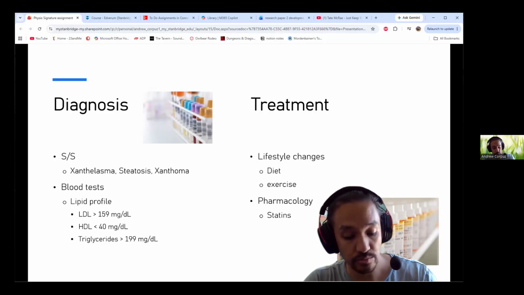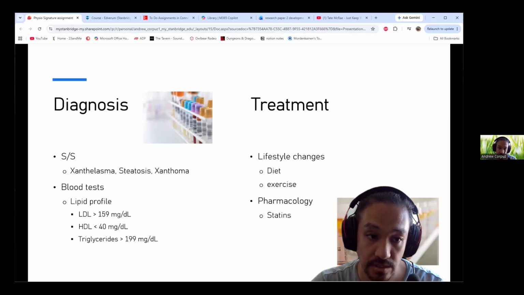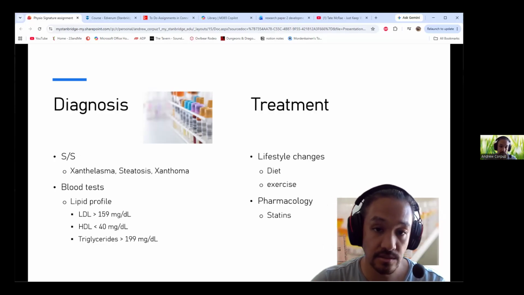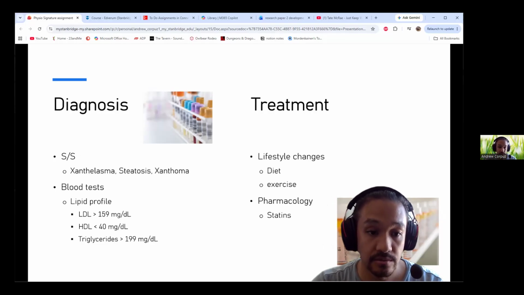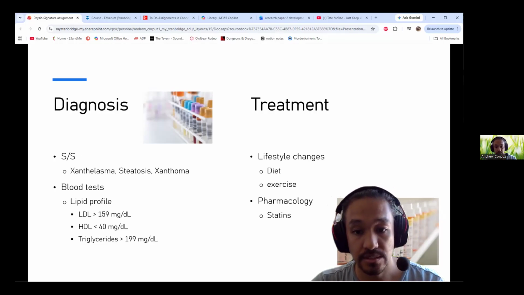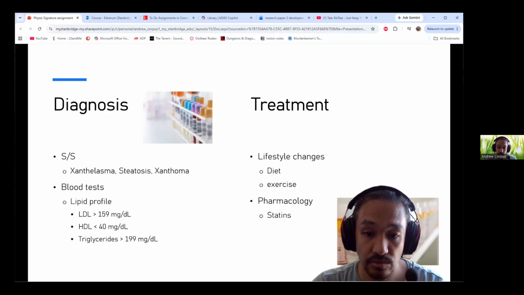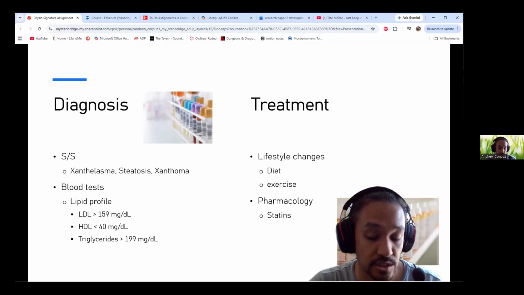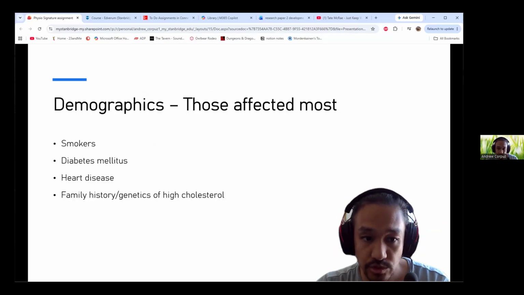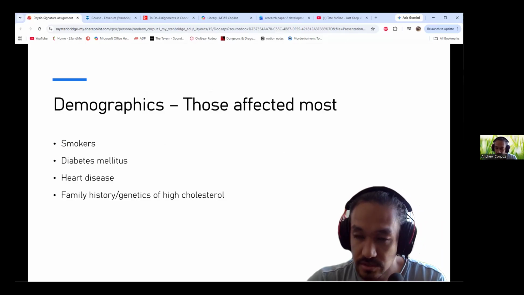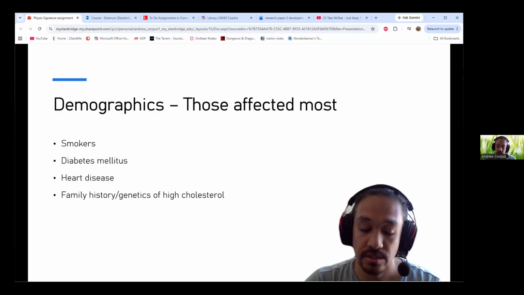And then for those who have chronic or genetic inherited hyperlipidemia, statins are the tried and true method to help keep those levels down, although they do have some drawbacks. As long as you couple those in with your lifestyle changes, diet, and good exercise, we should be able to keep those down. So who does hyperlipidemia affect the most?